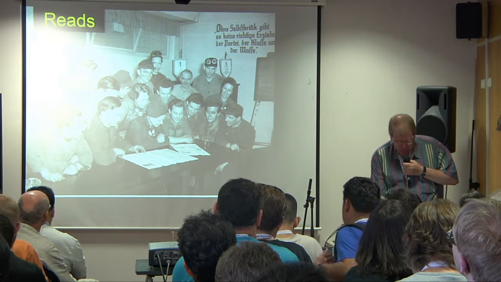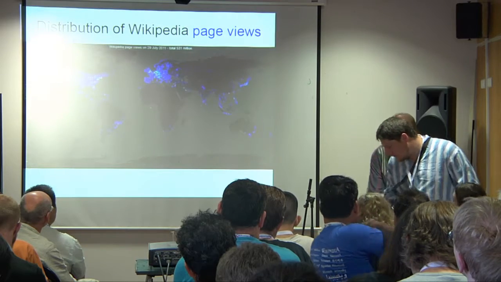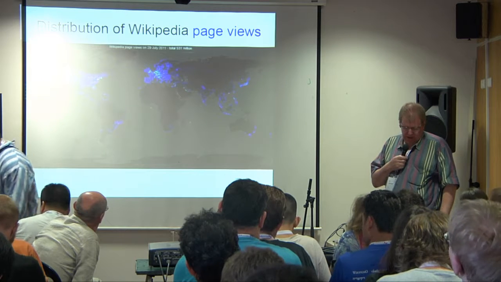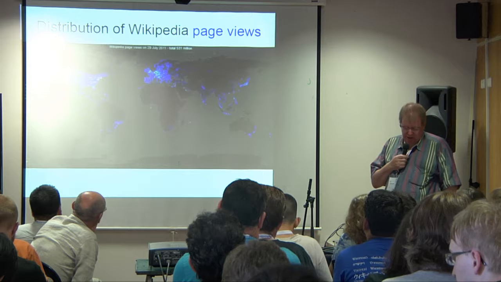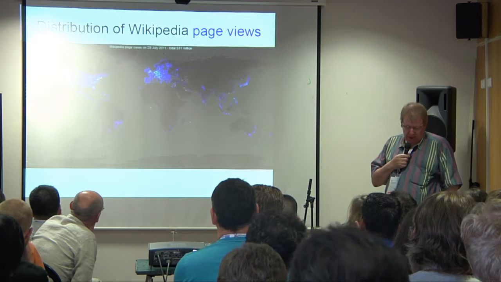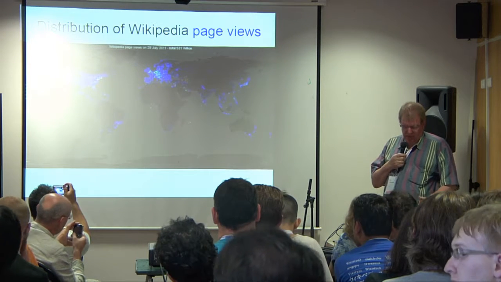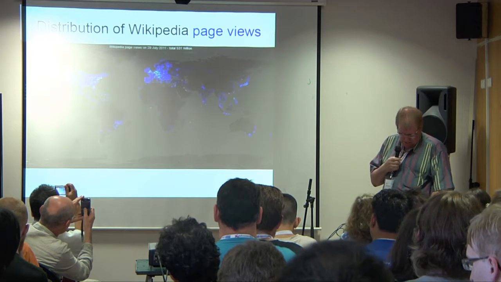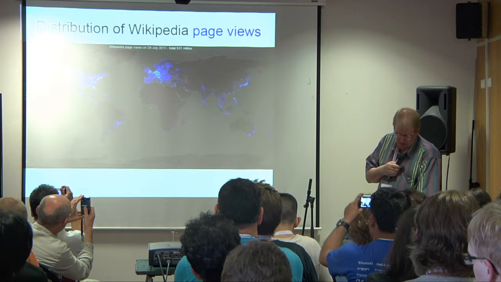So, more about reads, which is new data, which I haven't published yet. This is a heat map. It shows you, for all Wikipedias together, for all page views from one day, where they came from. And the color in the heat map shows you how many came from a certain location, a quadrant rounded to a half degree, like I said. It's all together about 500 million page views each day.